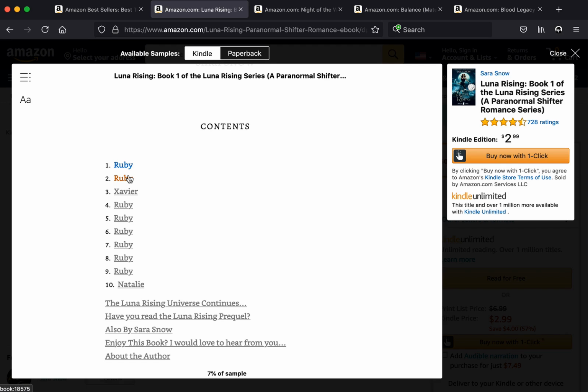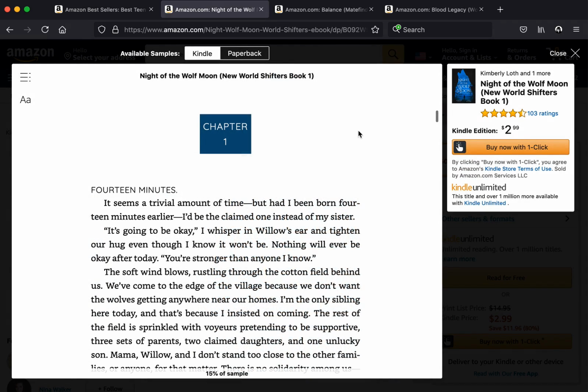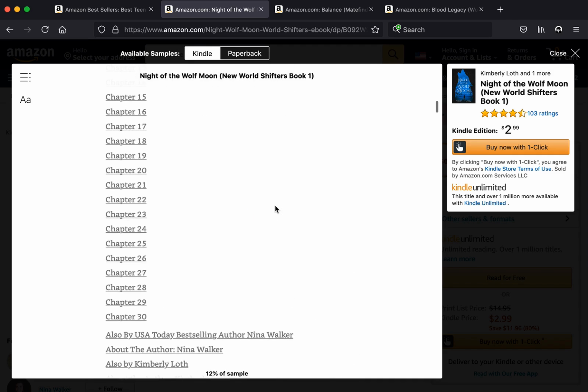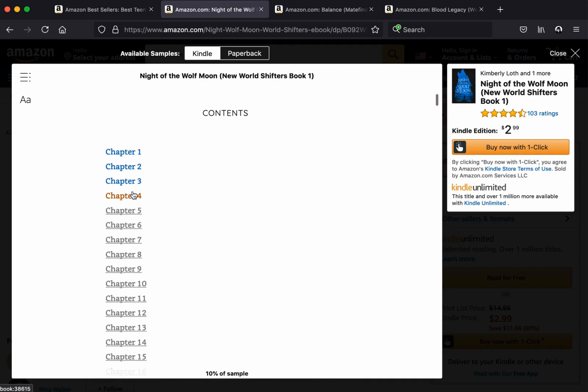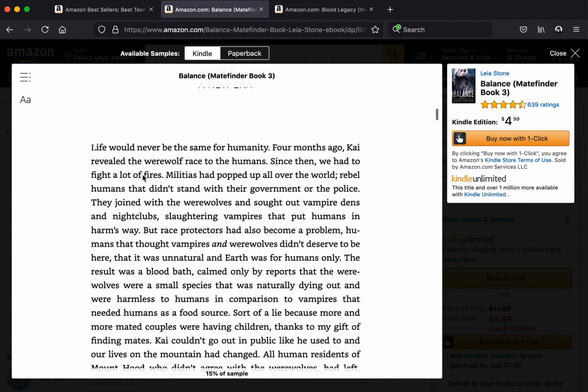But that's interesting. That's just something to know. No, I think this is also indie published. But had I been 14 minutes earlier, I'd be the claimed one instead of my sister. Okay. Again, no character names for chapter names. Let's go to chapter 2. There's 16 wolfmen here, ranging in age from older teenagers to adults. I whisper in her ear, do you know what comes next? So, first person, past tense, balance, I'm guessing.